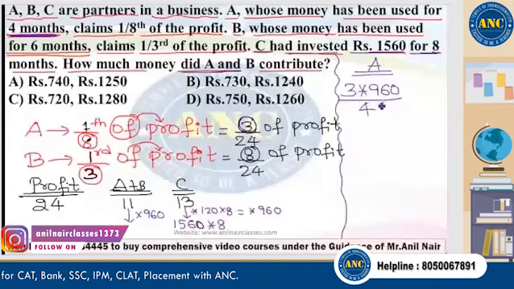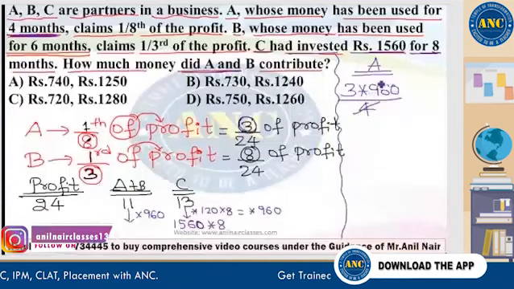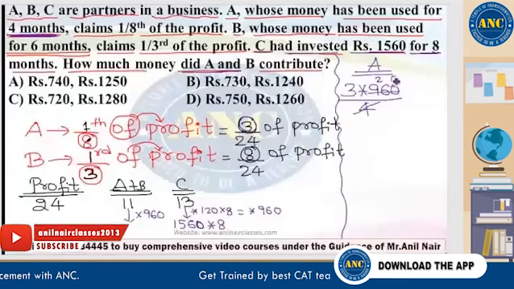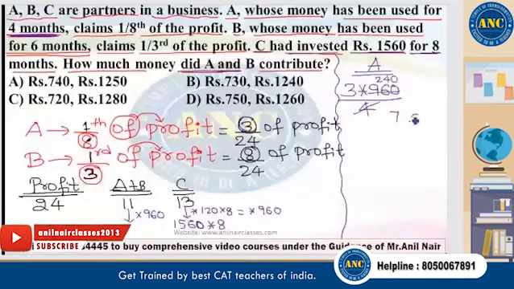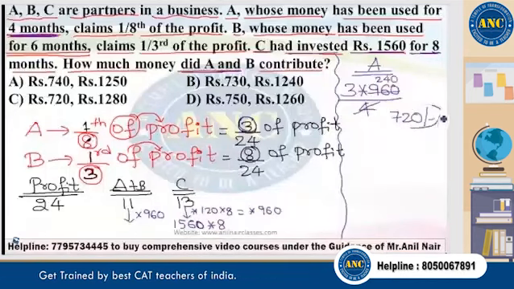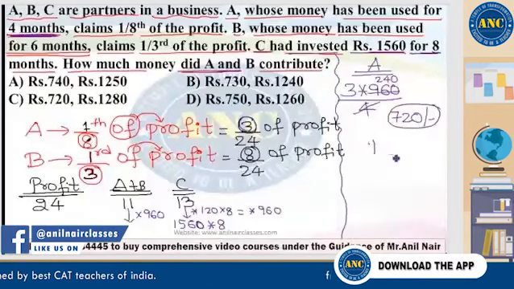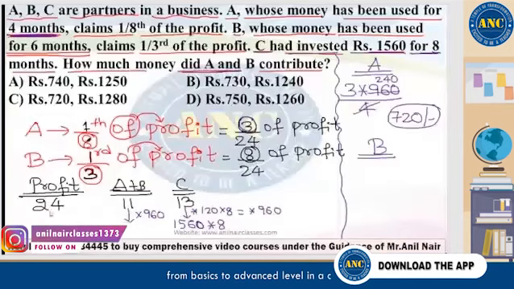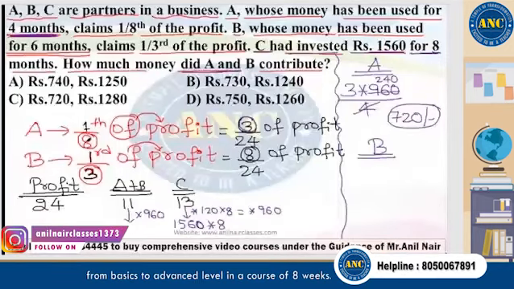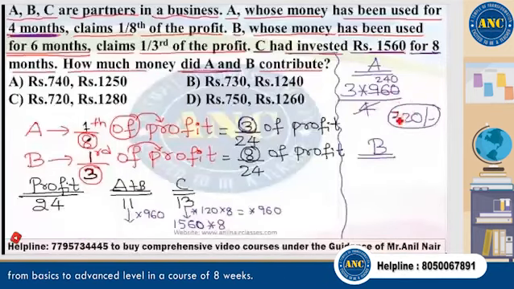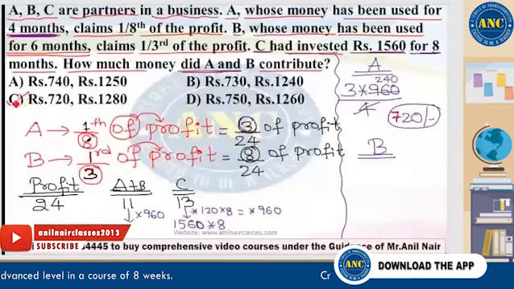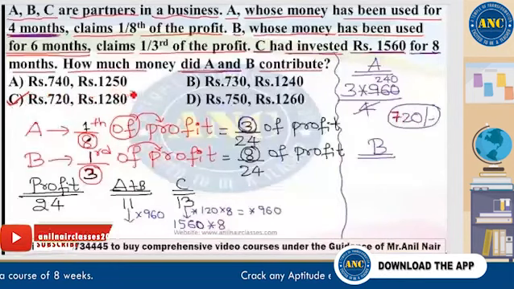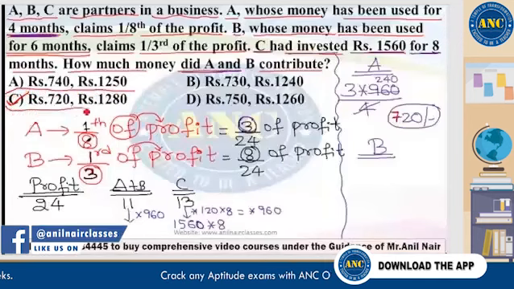Final answer for A: 4 into 240 is 960, and 240 into 3 is 720. A is contributing 720. Similarly, I should find the value for B. But if you are a little smart, again I am saying this statement: A value is 720 and there is only one option where A value is 720. Answer should be the third option for this question.